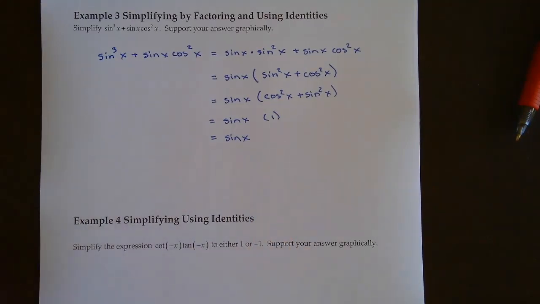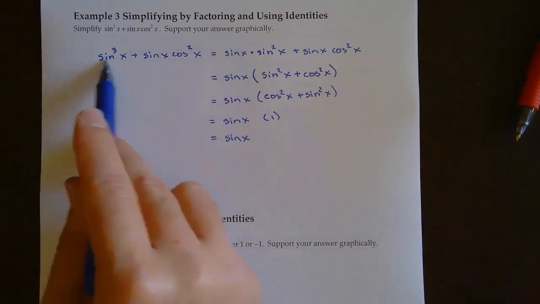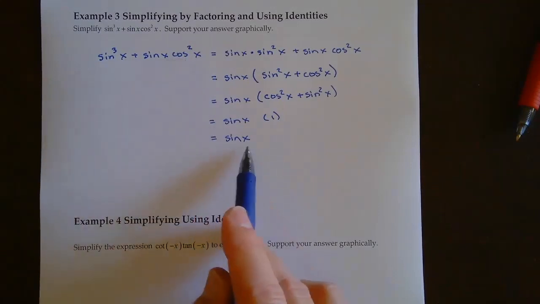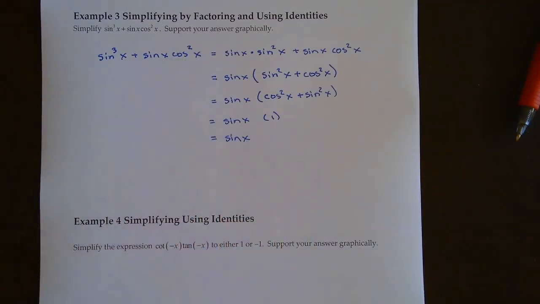They're the same thing. If you graph this, and that's why they say support your answer graphically, if you graph this and you graph this, they're the same graph. They are identical, okay? That's why these are called identities, because they're identical. These two things are identical.